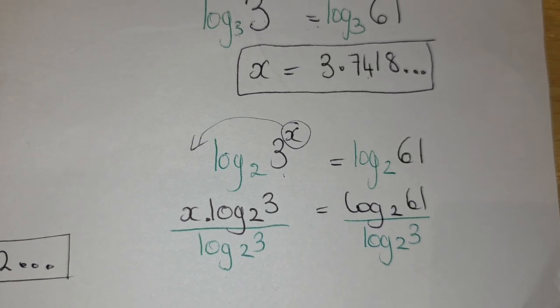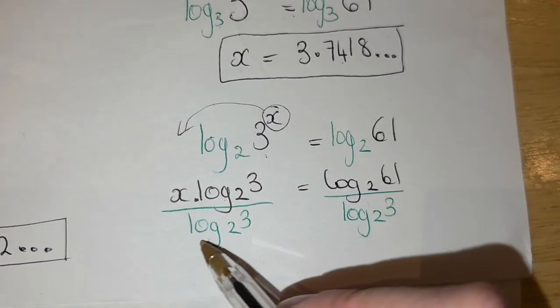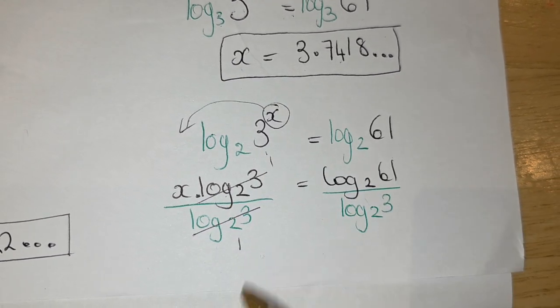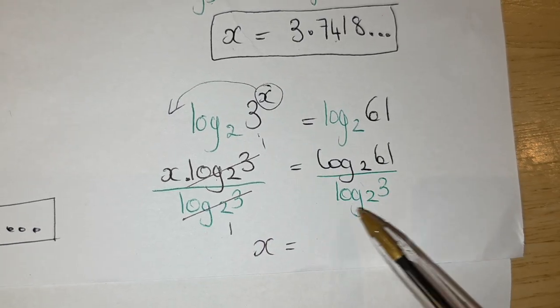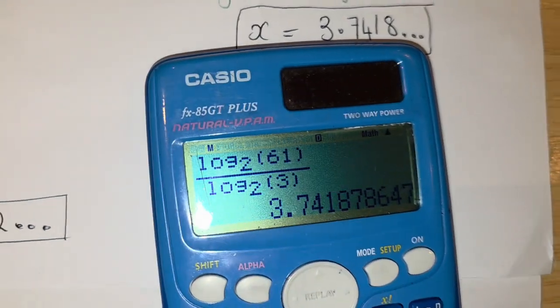Okay, then I can simplify. Log 3 base 2 will divide into log 3 base 2 above and below. So now you're just left with x is equal to, and I can put the right hand side into my calculator.